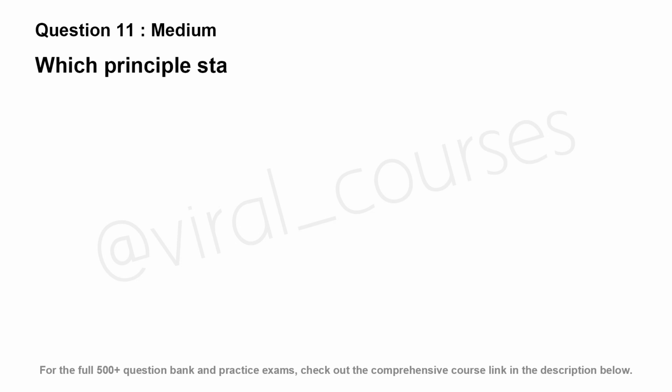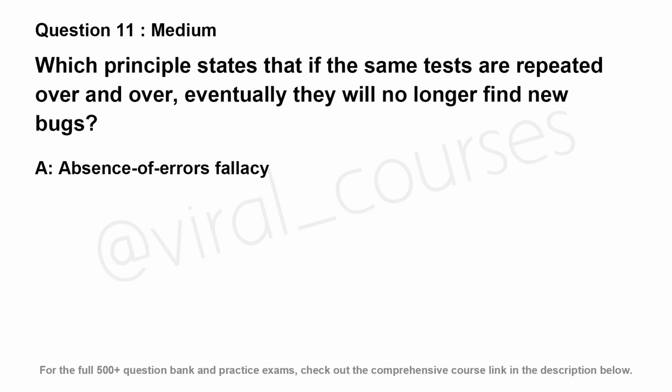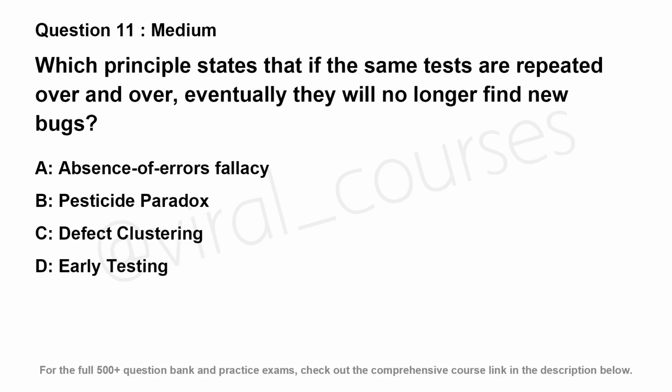Which principle states that if the same tests are repeated over and over, eventually they will no longer find new bugs? Option A. Absence of errors fallacy. Option B. Pesticide paradox. Option C. Defect clustering. Option D. Early testing.